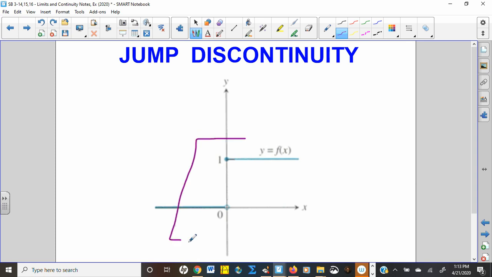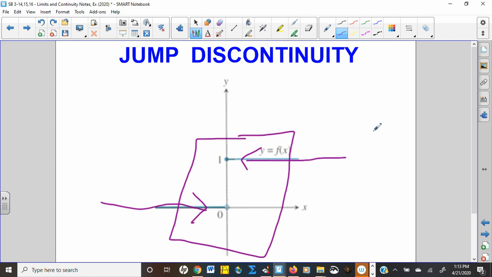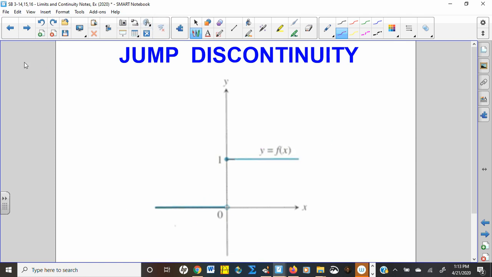And that's where we still have one-sided limits that exist. As we come in from the right, the limit is 1, and as we come in from the left, the limit is 0, but the limit doesn't exist, so continuity cannot exist.